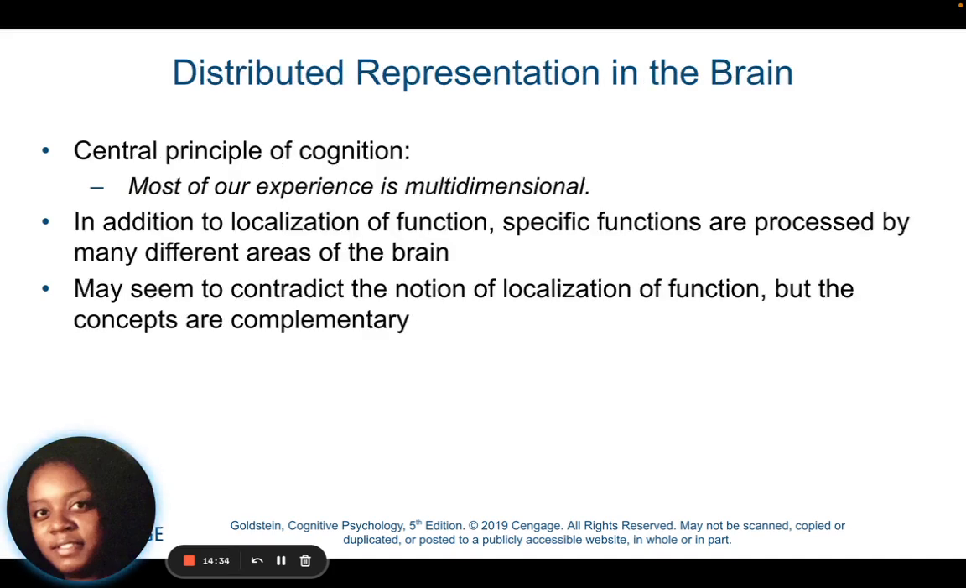So the central principle of cognition says that most of our experience is multidimensional. So in addition to having localization of brain functioning, specific functions are processed by many different areas of the brain. So we can't just say that the temporal area is responsible for our perception of pain and assume that no other area could have that functioning. So sometimes for some, it seems like that is contradicting how the brain works. But really, we have to realize that these brain areas are complementary to each other and that they all work together.